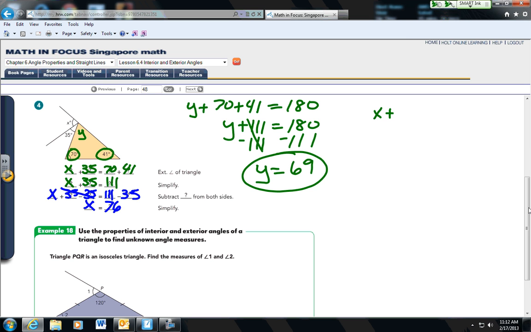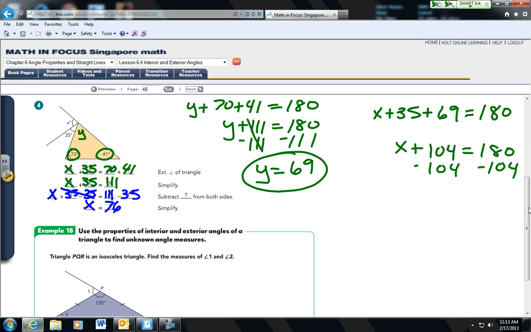And then we know that the interior angle 69 and its exterior has to equal 180. So x plus 35, that's the exterior angle, plus the interior 69 has to equal 180. So combine our like terms here. X plus 104 equals 180. Subtract 104 from both sides. These cancel, and x will equal 76. So we get 76 again with double checking that way.